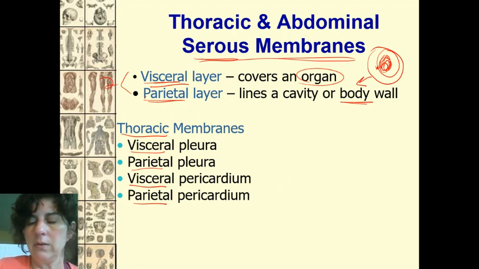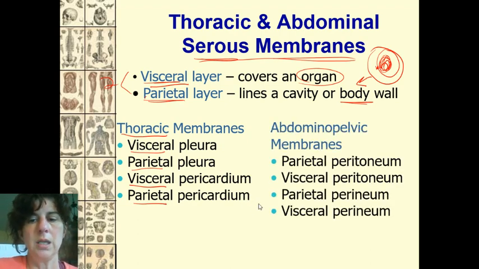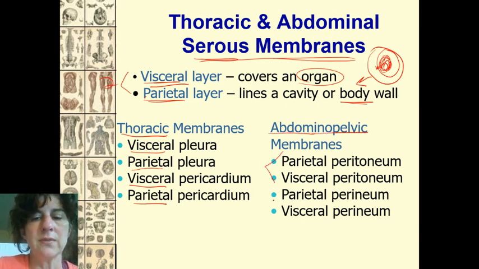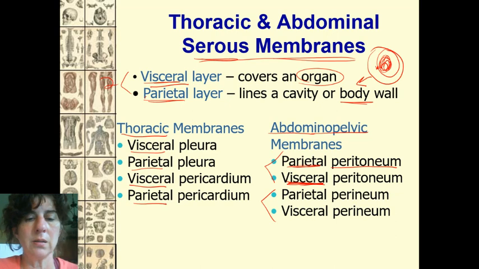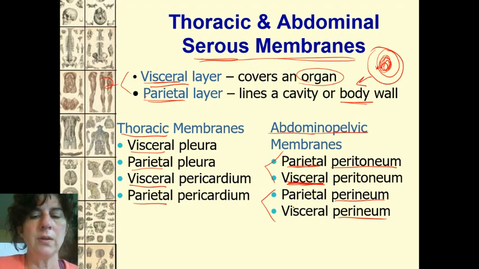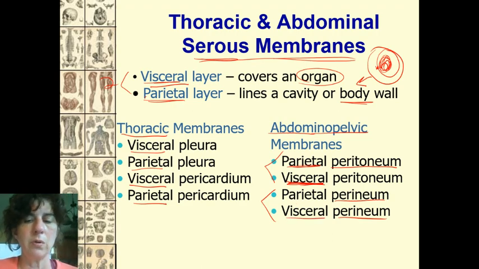Then we also have the abdominal pelvic membranes. And again, there are 2 sets of this. You have the peritoneum, which is upper abdominal, so parietal and visceral. Visceral would be around the organs. Parietal is around the body, lines the body cavity, so it's outside of the organs. And then the same with the perineum down in the pelvic region, the visceral closest to the organs, parietal furthest away.